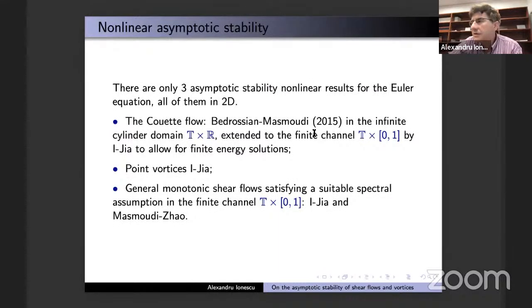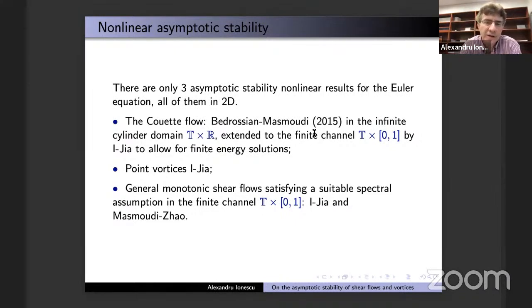Now my talk for the next 20 minutes or so, I'm going to talk about nonlinear stability results, and there are only three of them. At the nonlinear level, there are much fewer results, and they're all very recent. There is the remarkable work of Bedrossian and Masmoudi from 2015, who proved nonlinear stability of the Couette flow on the infinite cylinder domain T times R. T was the variable that was periodic, and R would be the entire real line. So this would be an infinite cylinder. Those solutions don't have finite energy because the Couette flow itself doesn't have finite energy on the real line.